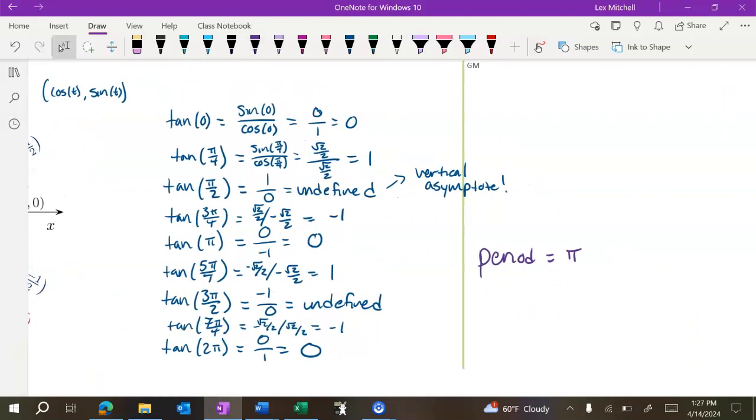And one thing that we can note here is whenever sine is equal to 0, tangent will equal 0. And whenever cosine equals 0, tangent's going to be undefined. And we know this because sine is on top, so whenever sine is 0, obviously tangent will be 0. And whenever cosine is 0, that means the denominator for tangent is 0, so it'll always be undefined. So again, that pattern's sort of repeating.